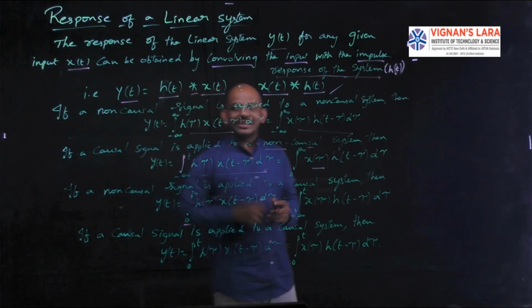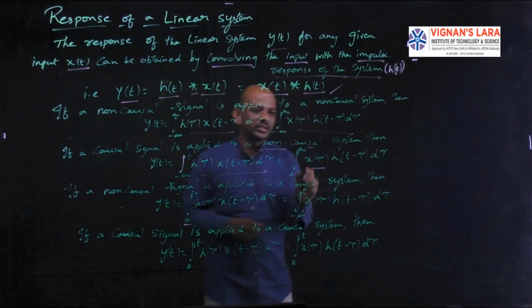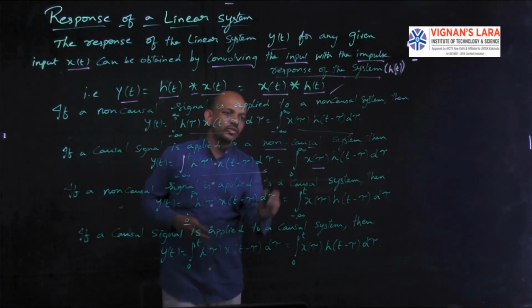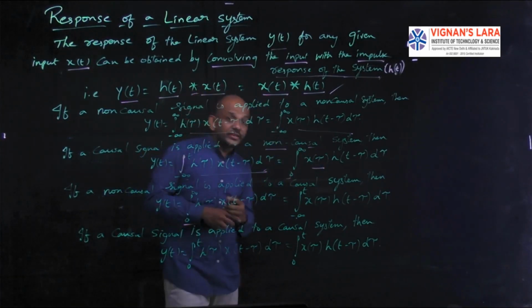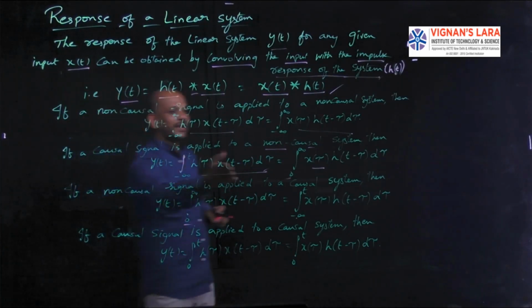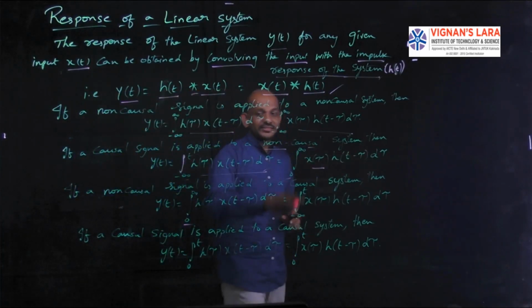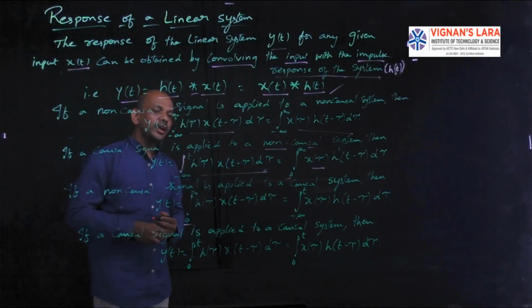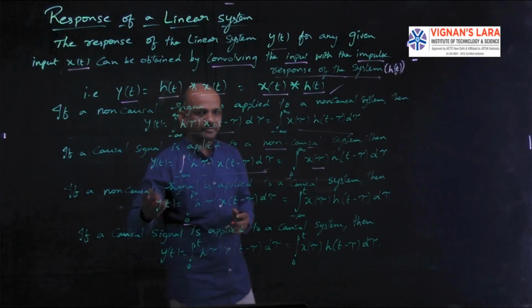And the signal is causal. So consider this one, x of tau. That means causal, so we have to go for 0 to infinity. If a non-causal signal is applied to a causal system, here the system is causal. So I consider from 0 to infinity h of tau, x of t minus tau d tau. That is the response y of t equal to.